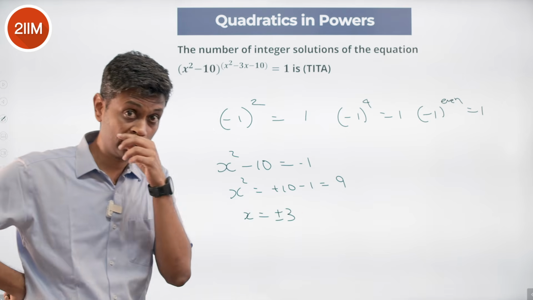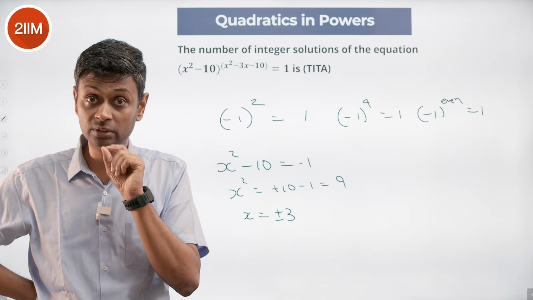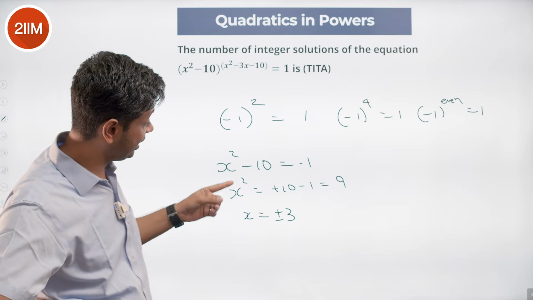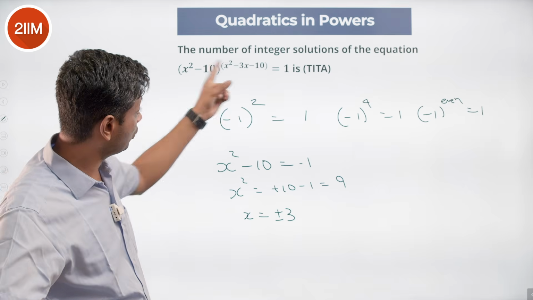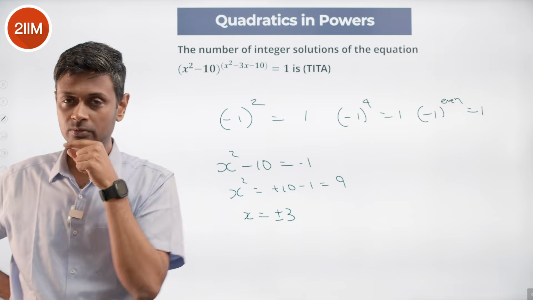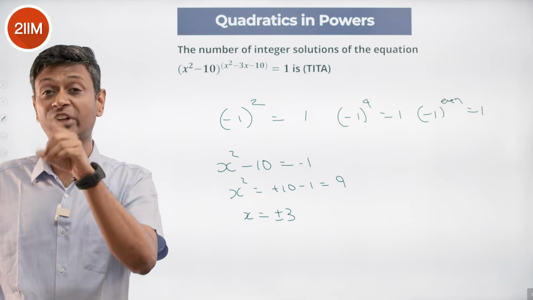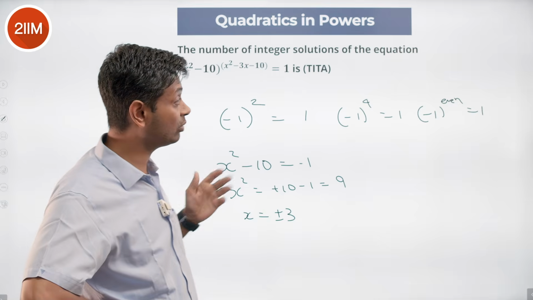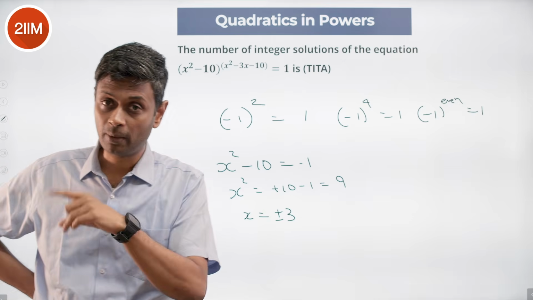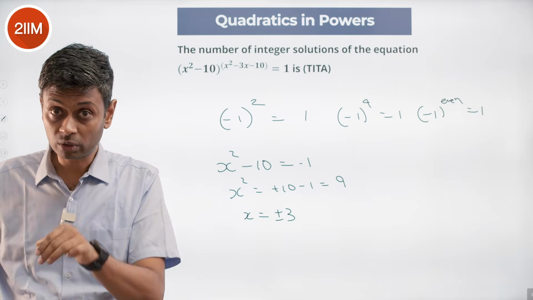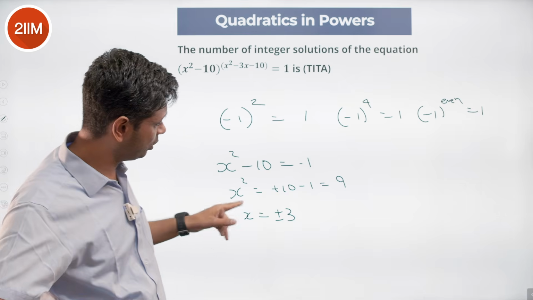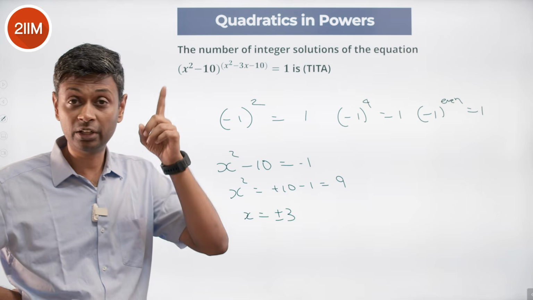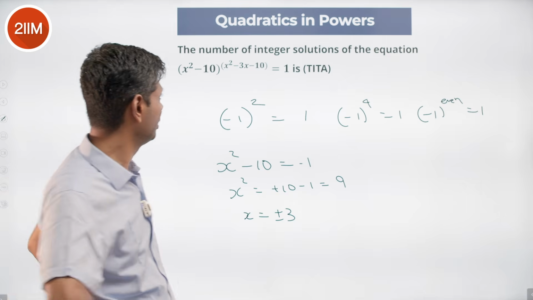I got this far, but I cannot be sure that this will work, because for plus 3 and minus 3, my exponent should be an integer. More than that, it should be an even number. If it's an even number, then I am happy. But minus 1 per 101 will be minus 1. Minus 1 per 94 will be plus 1. So to substitute x equal to plus 3 and minus 3, I have to verify whether it turns out to be an even number. Let's do that.